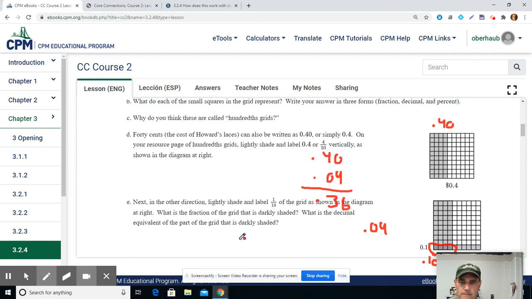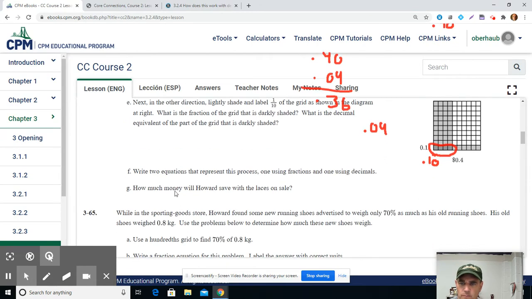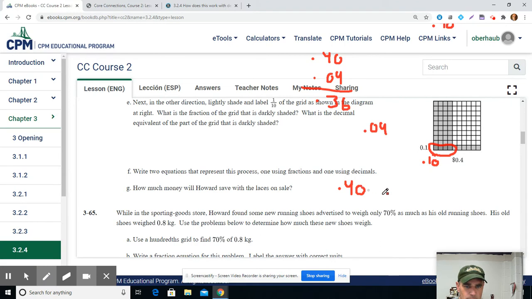Now in part E, we're on to F now. Write two equations that represent this process, one using fractions and one using decimals. So here's what's really going on. So they want us to write an equation for this. So here's what I have. Going up and down, that was 40 cents. So I could do my decimal first. So 40 times, because that's kind of what we're doing, and then 10% off. All right, so it's 10% of 40 equals 4 cents, because that is how much was double shaded.